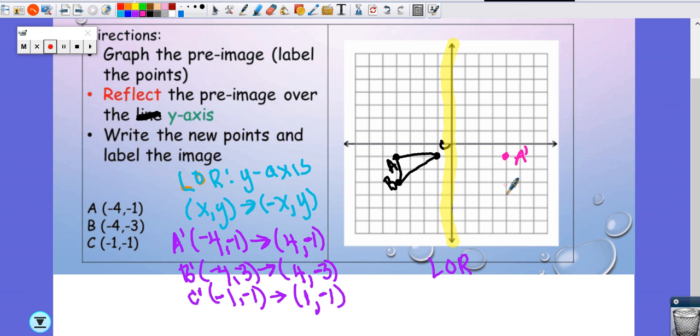And then I'm going to do 4 and -3. So I'm sitting right here for my B prime. And then to get my C prime, I go to 1, -1, and there's my C prime. And I'm going to count to make sure I'm right. 1, 2, 3, 4, I'm good. So one to get to the line and then one to get to this line.